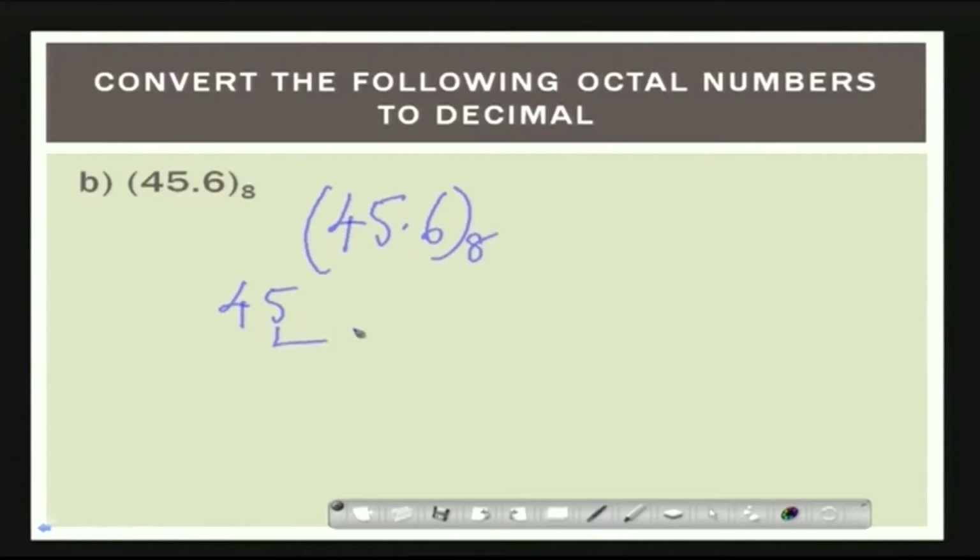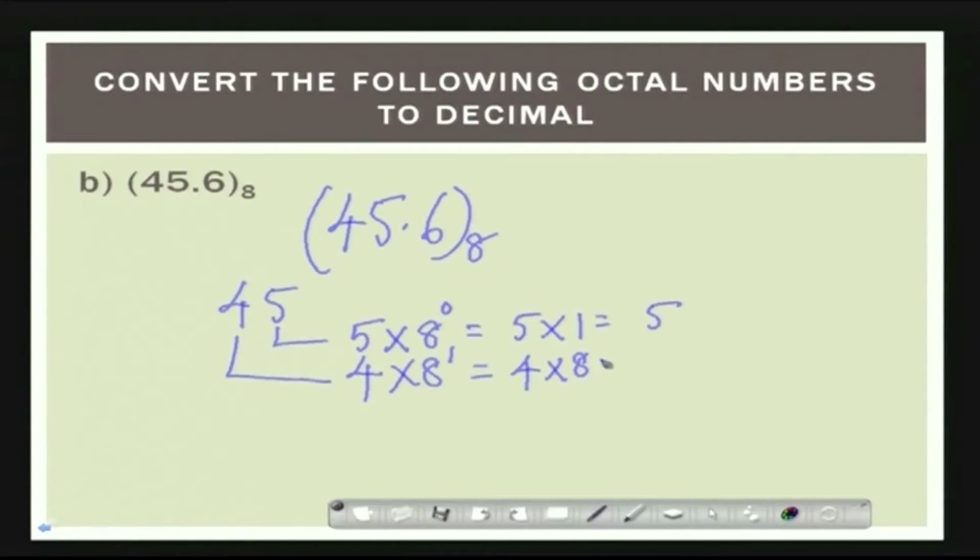So, now what I should do is I should take this 45, that is the integer part, and first I should convert that. So, 5, what is the weight of 5 when it is in the octal system? It is 8 power 0. And what is the weight of this 4? It is 8 power 1. So, this becomes 5 into 1 and this is 4 into 8, which will give me 5, and here I will get 32. So, the answer will be 37. This is for the integer part.